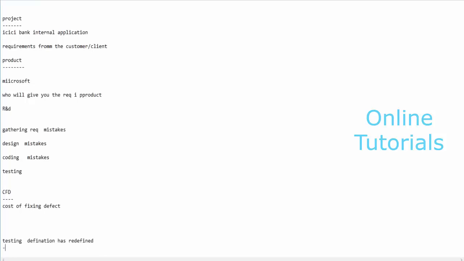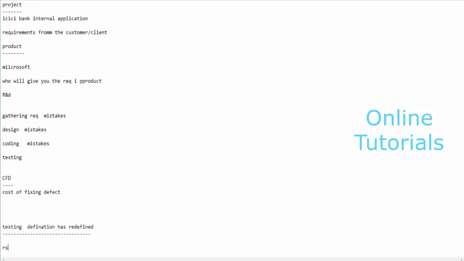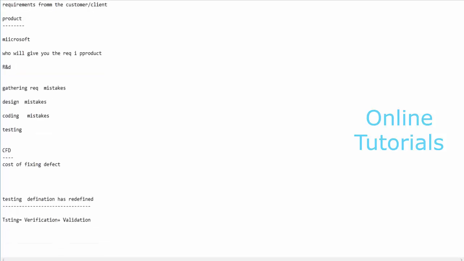Here, testing nowadays is defined as the combination of verification and validation. What is verification and what is validation here? Do you have any idea?